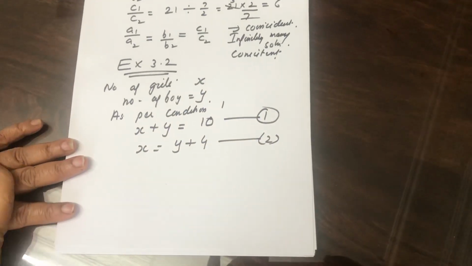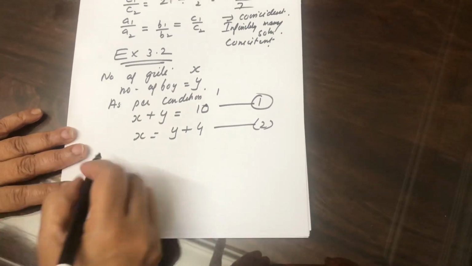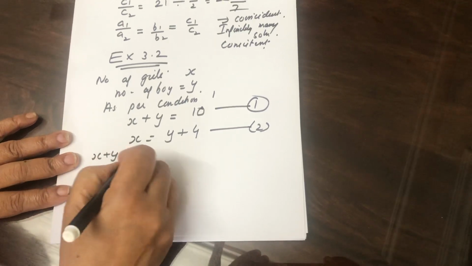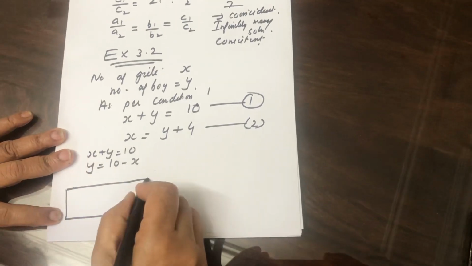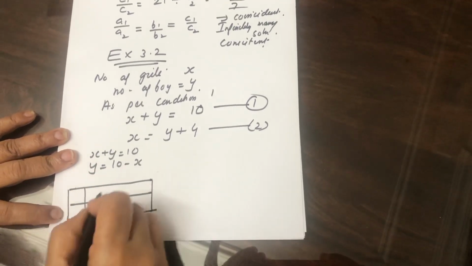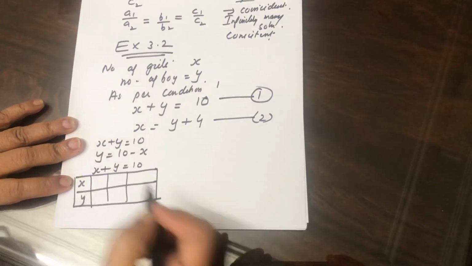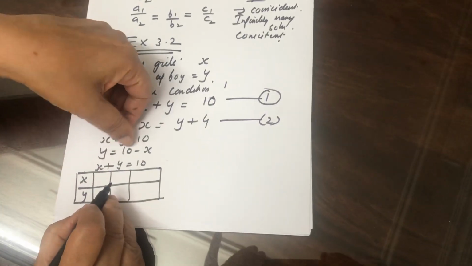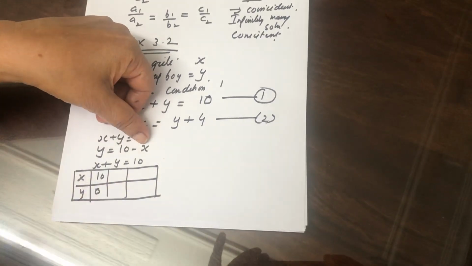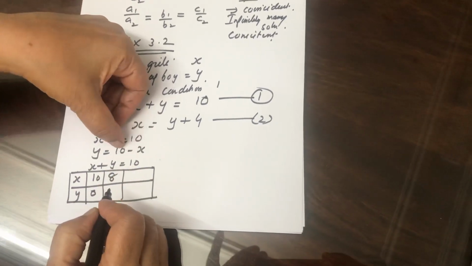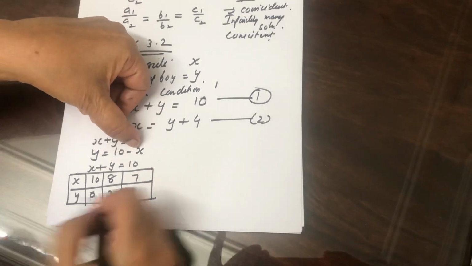You got two equations and you have to solve it graphically. First is x plus y is equal to 10. So y is equal to 10 minus x. This table is for x plus y is equal to 10, x and y. Here 10 minus x. So I am taking x as 10. 10 minus 10 is 0. Then I take x as 8. 10 minus 8 is 2. Then I take x is equal to 7. 10 minus 7 is 3.